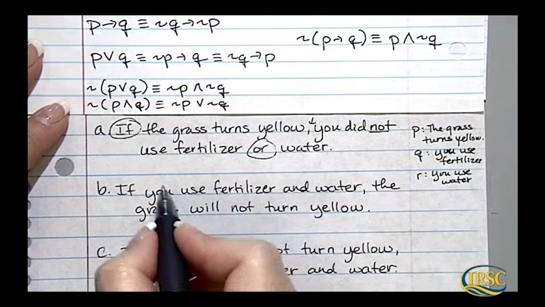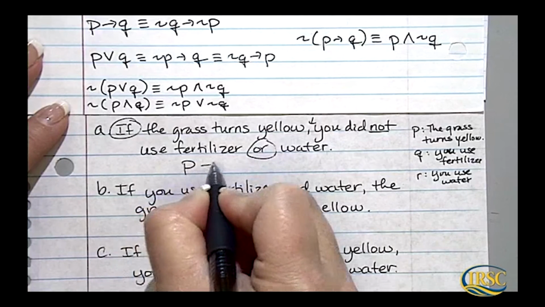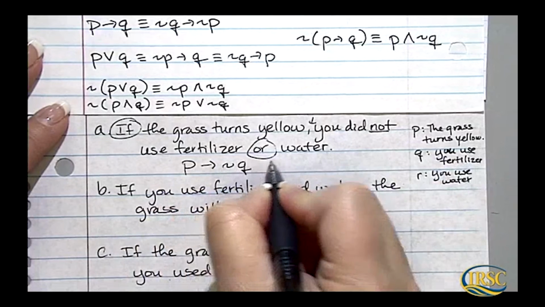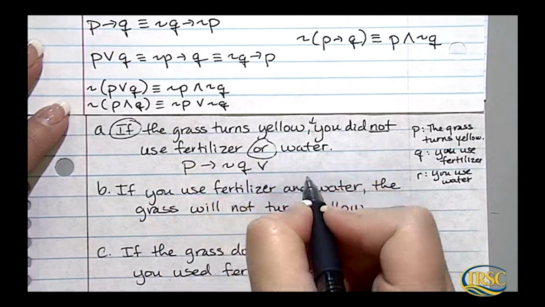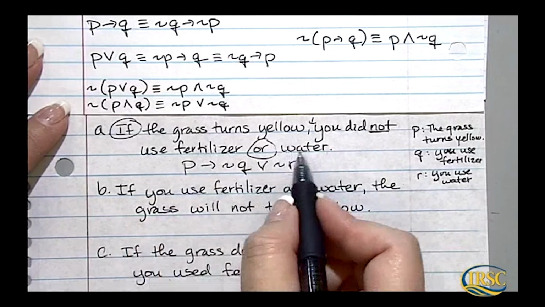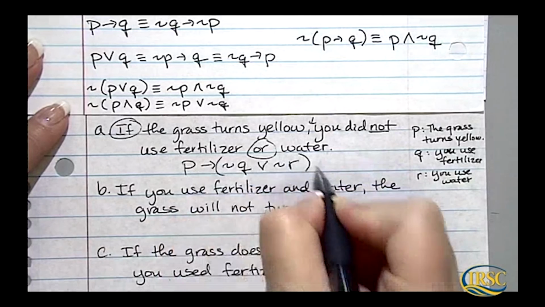Okay, so for this one, we have if P, then not Q, or not R, because you did not use fertilizer or water, so that means you didn't use both. And then we need parentheses around the second part.